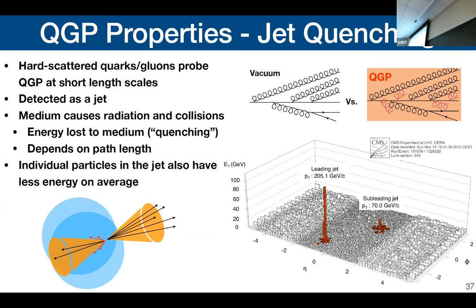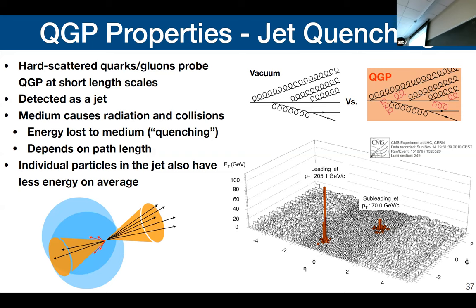So the amount of energy that it loses depends on how far it travels through the Quark-Gluon plasma as well. It depends on the path. So you can have effects like this, shown in the bottom left here, where you have two jets produced back to back. One of them immediately exits the Quark-Gluon plasma because it's produced close to the edge, while the other one goes through the entire Quark-Gluon plasma. So the one going to the left experiences much greater quenching than the one on the right.